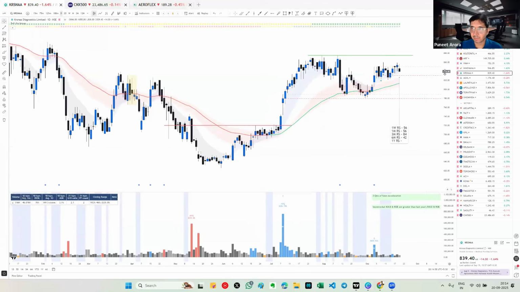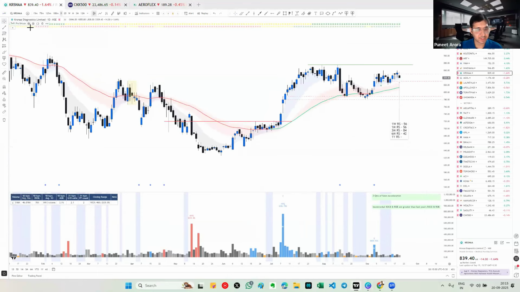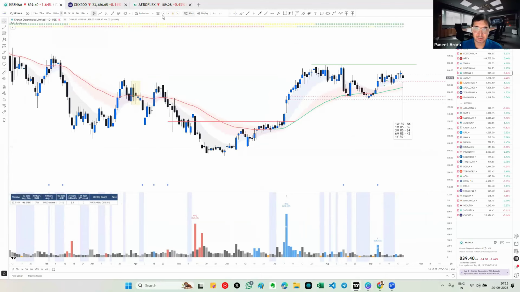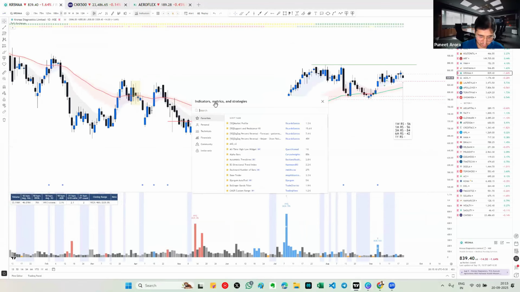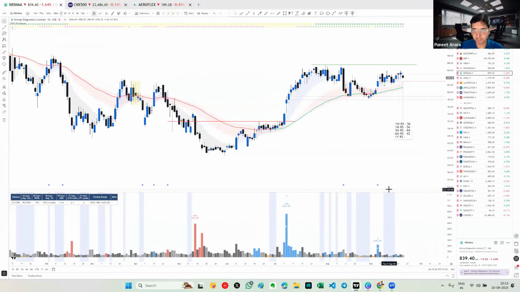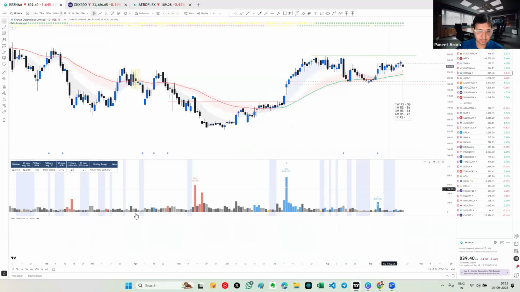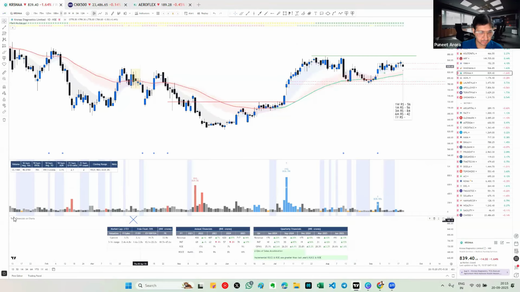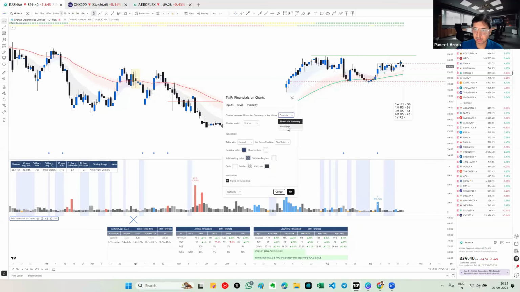See, once you have the indicators here, I have the pro setups indicator, the volume, and the financials on charts. I'm just removing financials on charts. I have shared a video on how to do this. If I put financials on charts here, the table will come here, but I like to see only the notes.